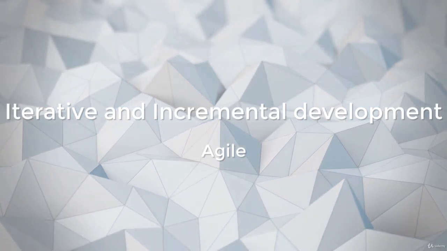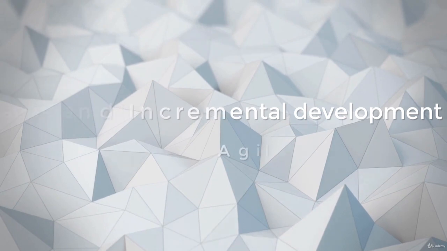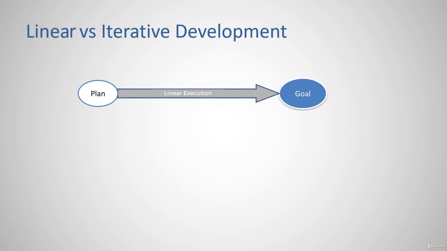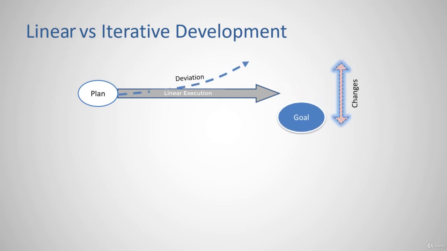Iterative and incremental development are crucial concepts in Agile. Let's start by comparing linear development versus iterative development. Linear development is very simple. You have a plan and a goal, so you execute the plan to achieve the goal. That's easy. However, if there are deviations on the original plan, or someone needs to change the goal that was not part of the original plan, it's not very easy to manage.